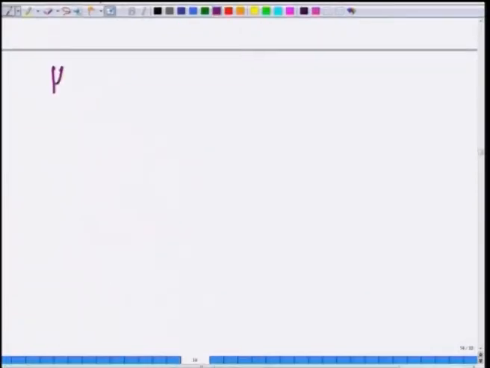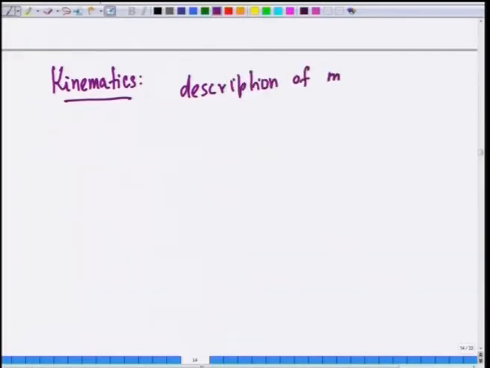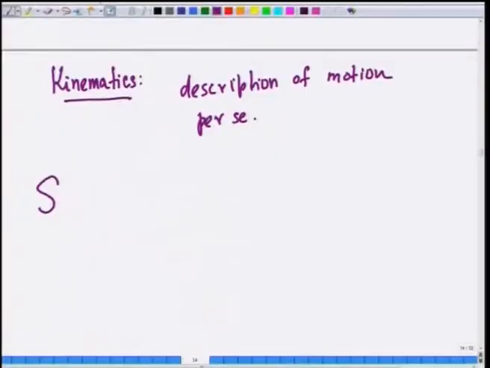Then we went to kinematics. We said that kinematics is that subject that deals with the description of motion without reference to the forces that cause the motion. So, the description of motion as such. And in that context, we had come up with an important concept of the substantial derivative.